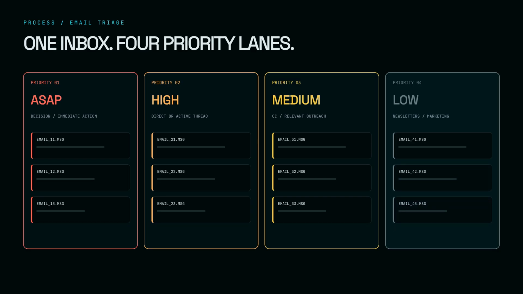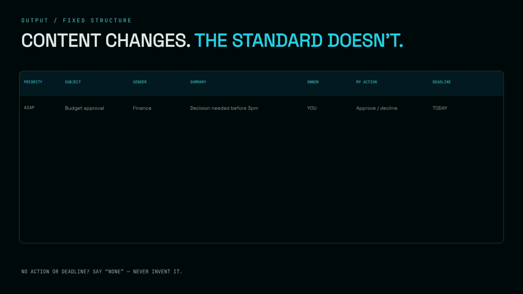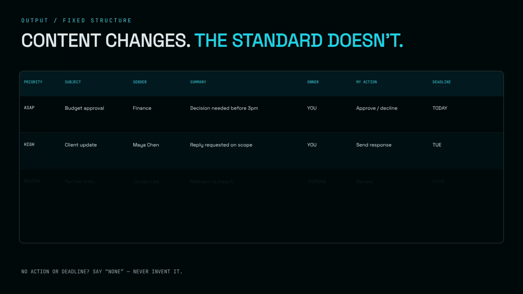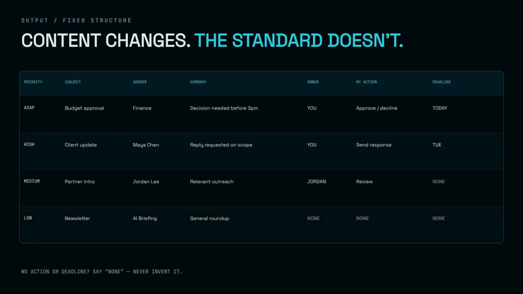If an email matches more than one category, the skill should use the highest applicable priority. I then define the output, so priority, subject, sender, one-line summary, action owner, and then action required from me and the deadline as well. If there's no action or deadline, it should say so rather than inventing one. I also ask for concise professional wording where the most important emails appear first.